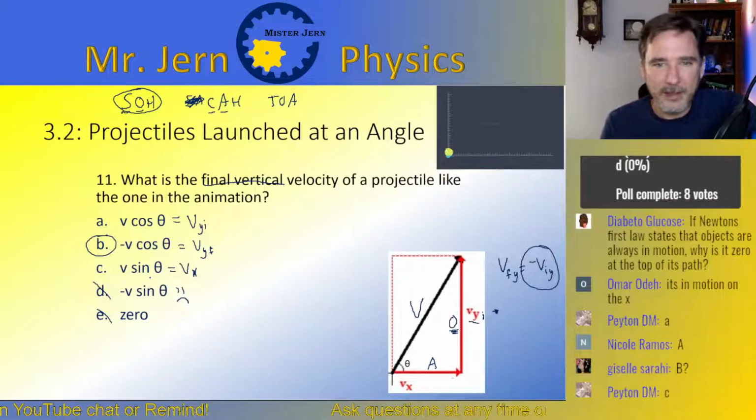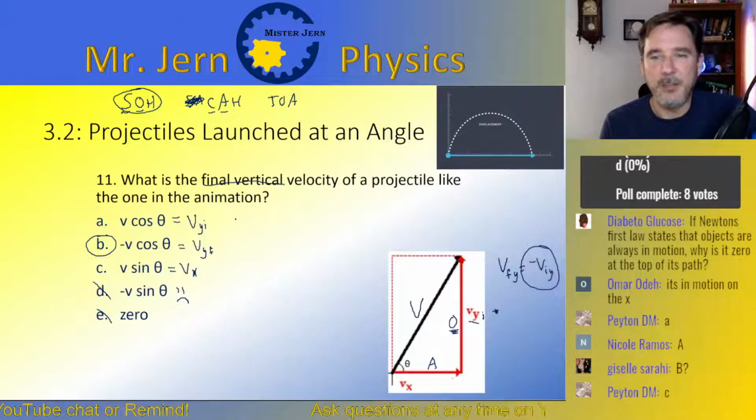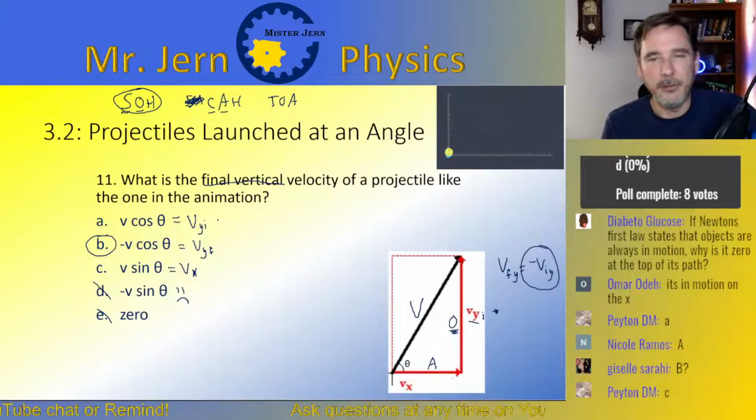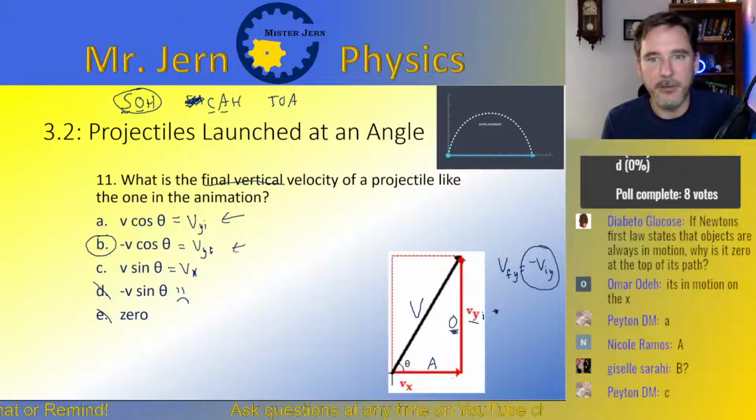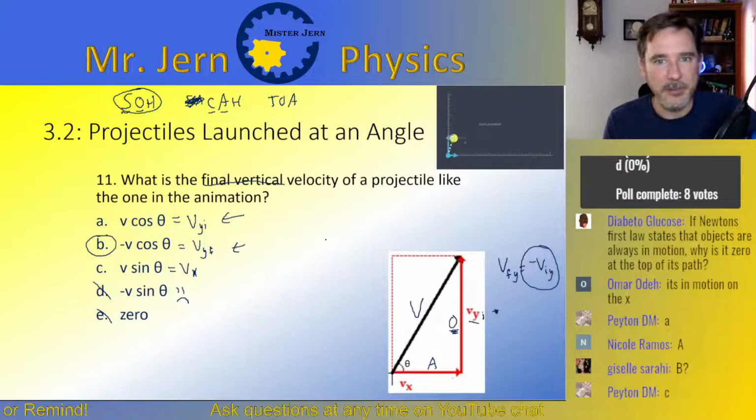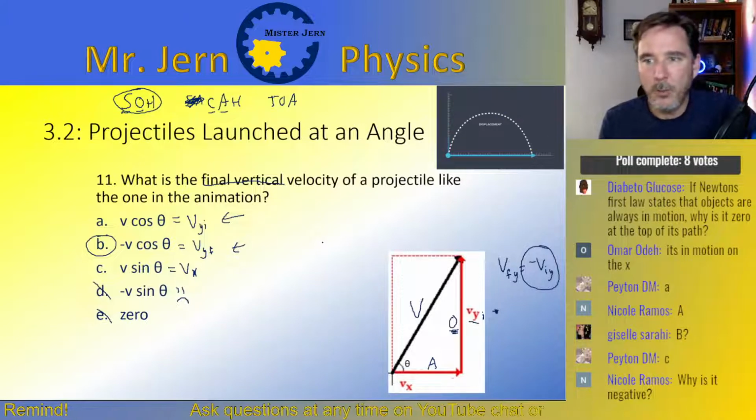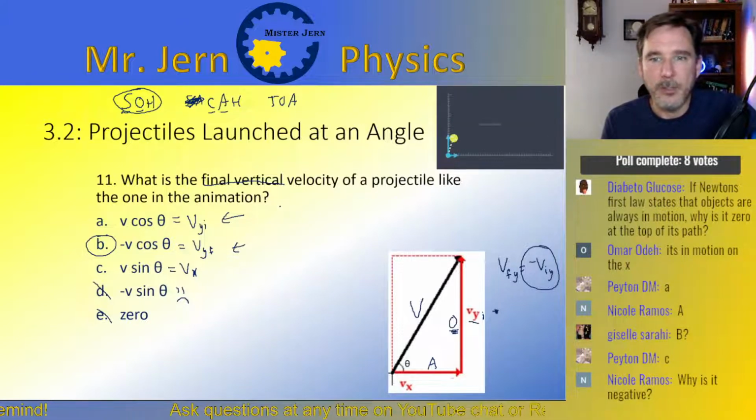So I think that last explanation is hopefully helpful to you to see where we're going with this. This is how you solve for the initial velocity in the y direction. This is how you solve for the final velocity. It's just the opposite. You're just going to get the opposite number. Why is it negative? Fantastic question.